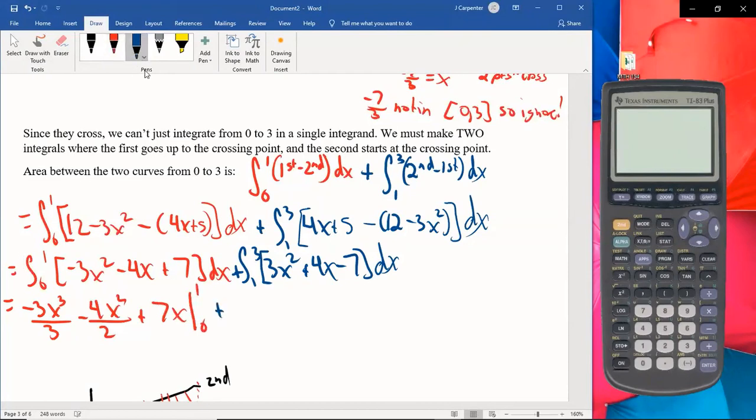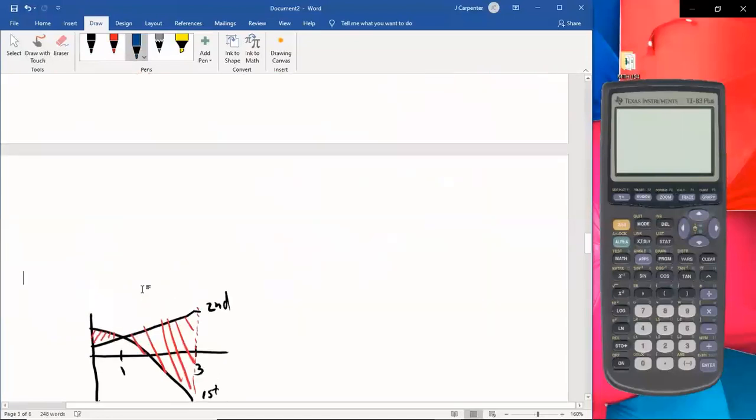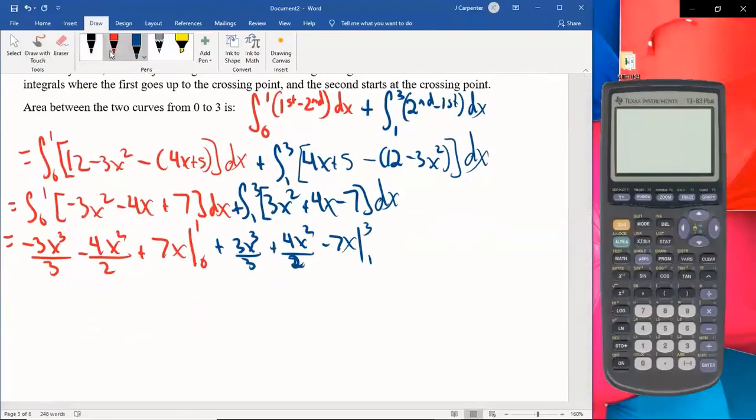And plus. Now, these are going to be the same, just opposite in signs. So that's 3x cubed over 3 plus 4x squared over 2 minus 7x, evaluated from 1 to 3. Please let me move this graph. Thank you. So equals.